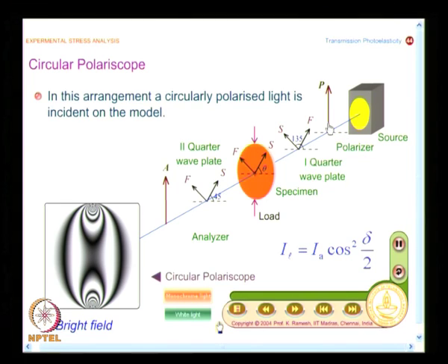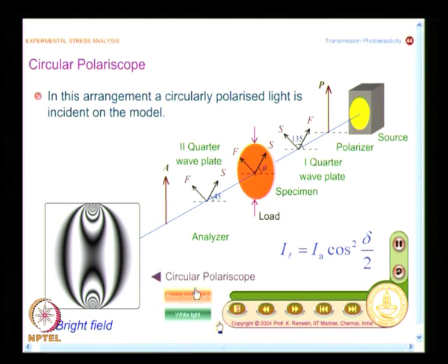From now onwards we will use only Jones calculus for all our development, but please do the analysis by trigonometric resolution for a circular polariscope. I have a polarizer, I have the first quarter wave plate, I have the model, I have the second quarter wave plate, and I have the analyzer.